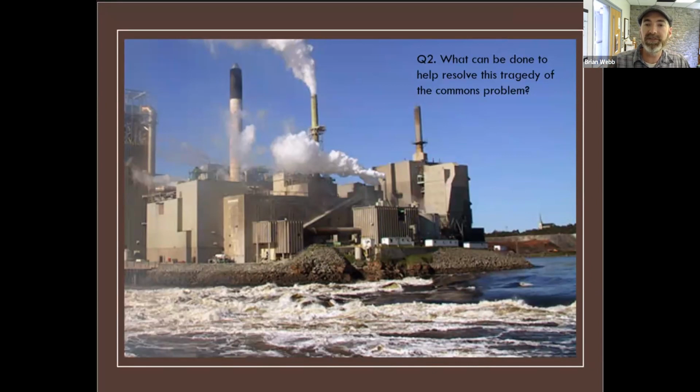What can be done to help resolve this tragedy of the commons problem? We talked about this. If the company owns this land, you can't exclude or prevent them from building a factory on that land. And yet doing so degrades the quality of the water for all of the users. So what are some ideas about what can be done to help resolve this? Pause the video and write down some thoughts.